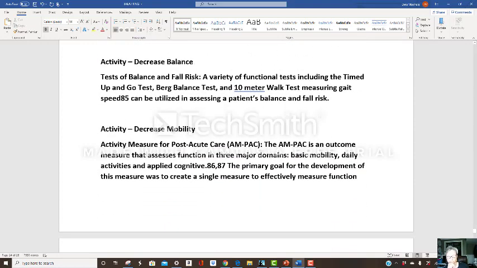Activity: decreased balance. Tests of balance and fall risk, a variety of functional tests including the Timed Up and Go test, Berg Balance test, and 10-meter walk test measuring gait speed, can be utilized in assessing a patient's balance and fall risk. Activity: decreased mobility. 22 of 24.